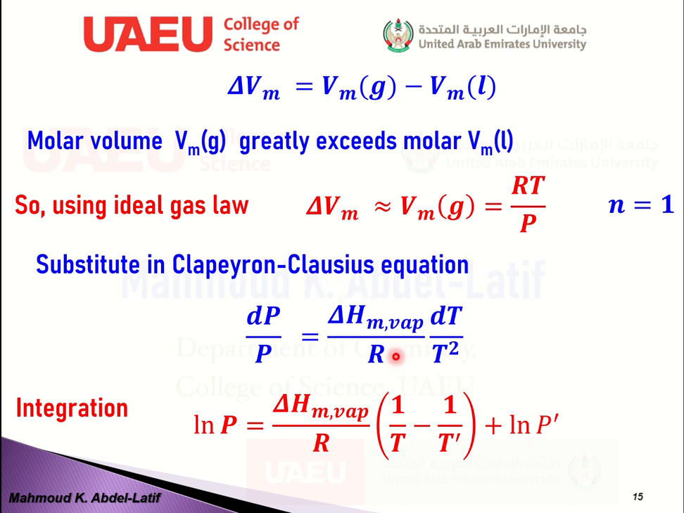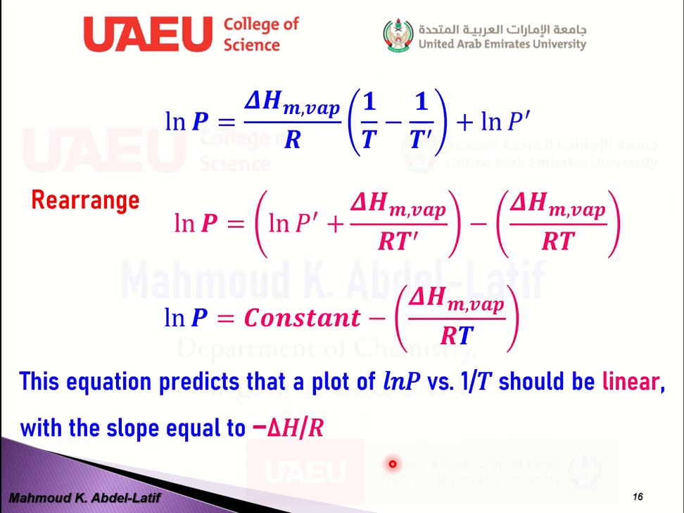These are constant, and the integration of 1 over t squared is minus 1 over t. With limited integration, it will be 1 over t minus 1 over t dash. Okay, that's good. So if you plot a relationship between ln p and 1 over t, you will get a straight line. Let's see, we are going to do some rearrangement.